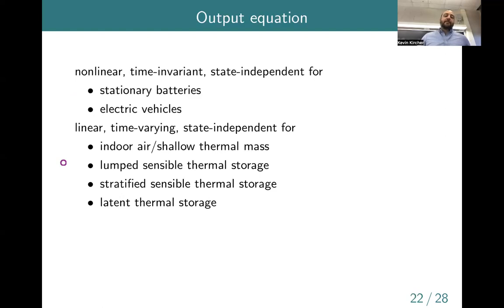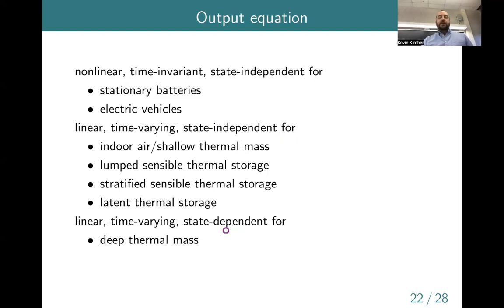And then for the others, actually there are 7, so for 4 of the others, we get a linear model, really an affine model, linear plus an offset, and it's time varying because some of the coefficients, like the coefficient of performance of a heating system, a heat pump, or an air conditioner, might vary with the outdoor temperature. And then it's state independent, so no X shows up in there. And then we had this one oddball that did have the state dependence, and that was the deeper thermal mass model.